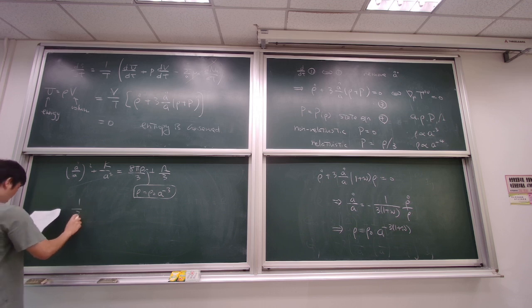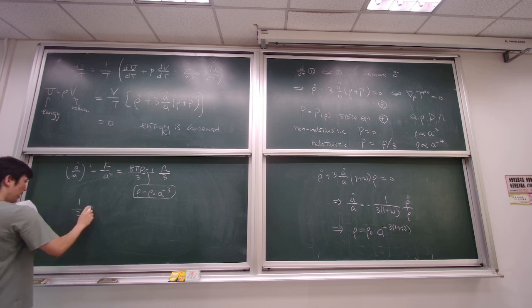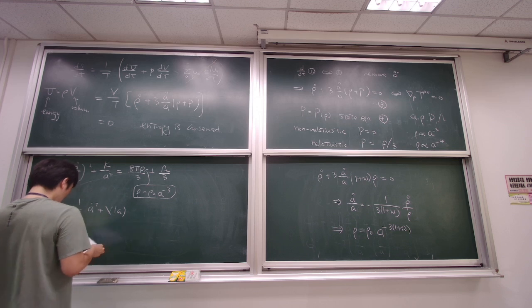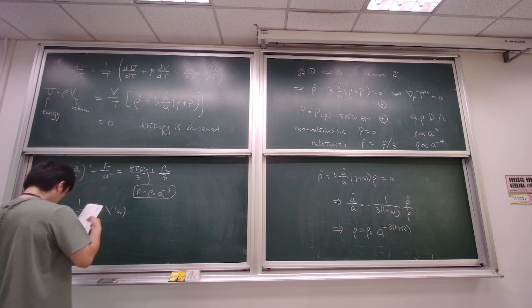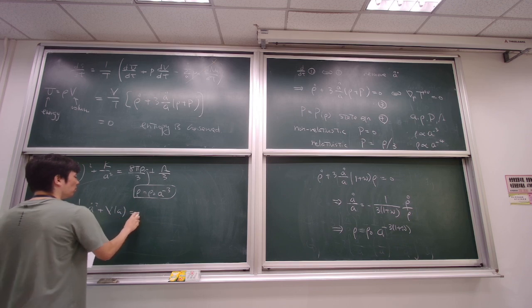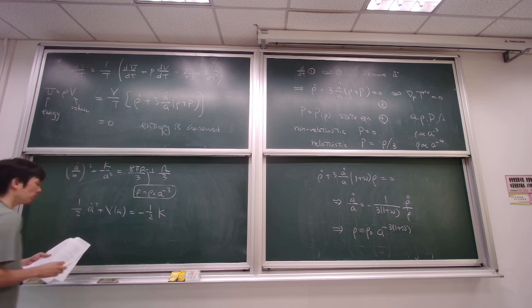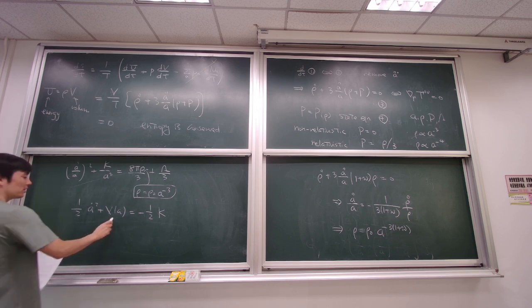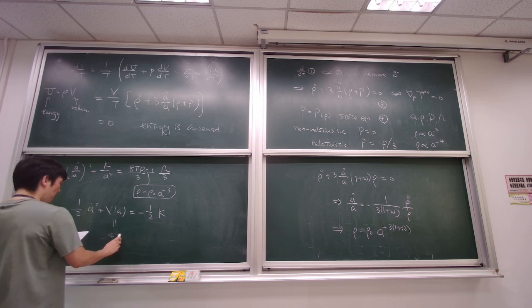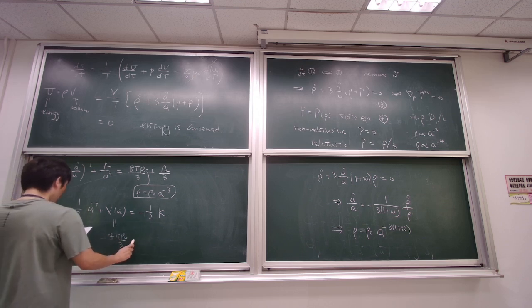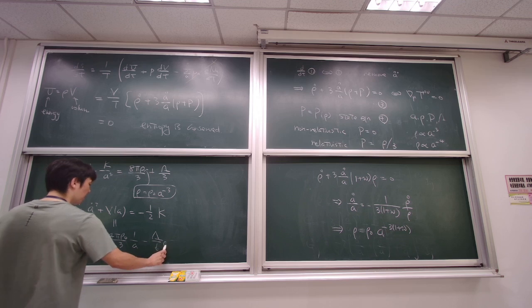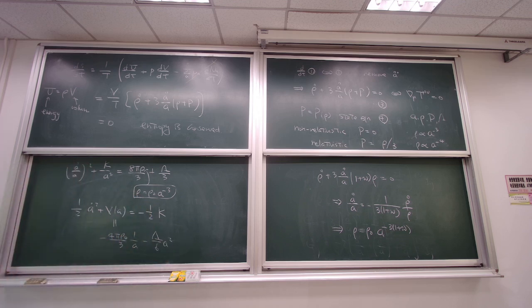What you get is as follows: 1/2 a dot squared plus V of a is equal to minus 1/2 k. One can just write it down like this. This is kind of like a Newtonian energy, where V of a is equal to minus 4 pi rho 0 over 3 times 1 over a, minus lambda over 6 a squared. So that's what you get.